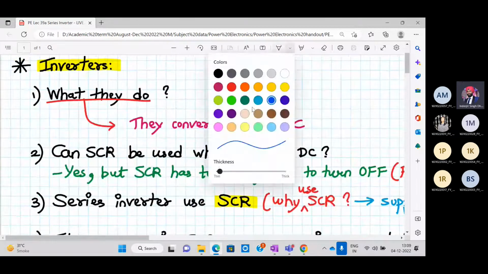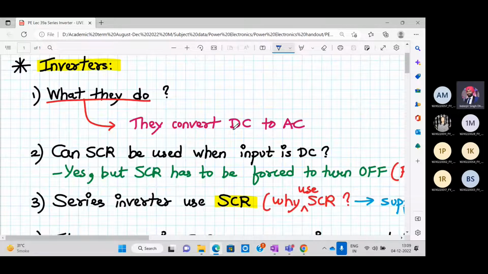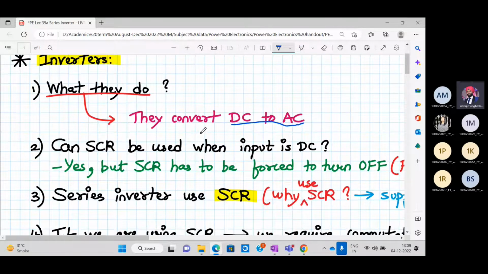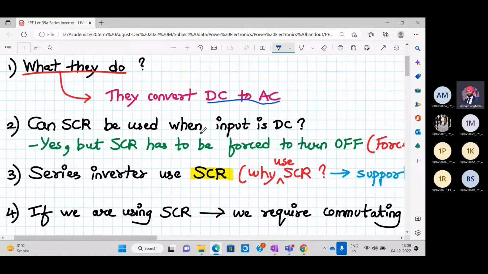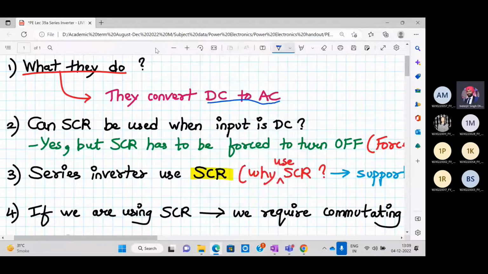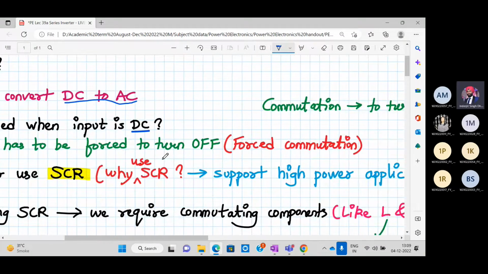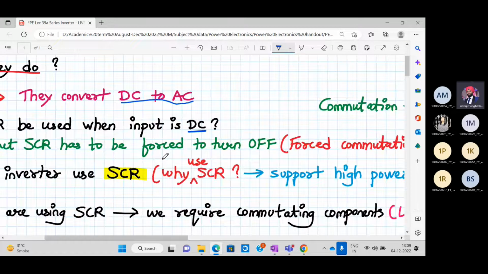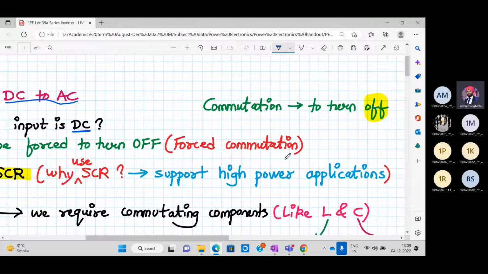So basically, they will convert a DC signal into an AC signal. So that is what they do, right? The next question is, can your SCR be used when the input is DC? Yes, but the SCR has to be forced to turn off, right? And this technique of forcing to turn off is called force commutation.